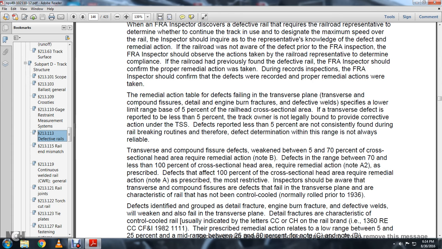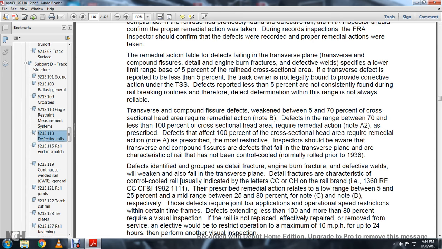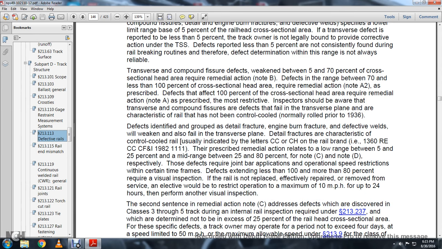Transverse and compound fissure defects range between 5 and 70% of the cross-sectional head area. Defects in the range of 70 to 100% of the cross-sectional head area require the remedial action of note B. Defects affecting 100% of the cross-sectional area of the head require remedial action note A2, and note A is prescribed as the most restrictive. Inspectors should be aware that transverse and compound fissures are defects failing in the transverse plane and are characteristic of rail that was not controlled cooled, normally rolled prior to 1936.